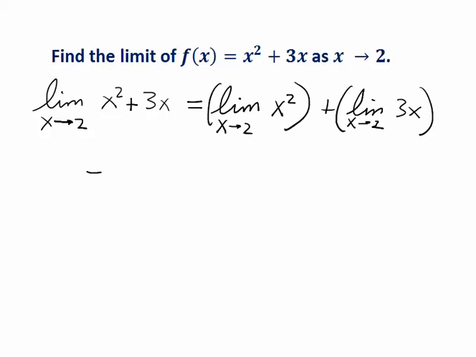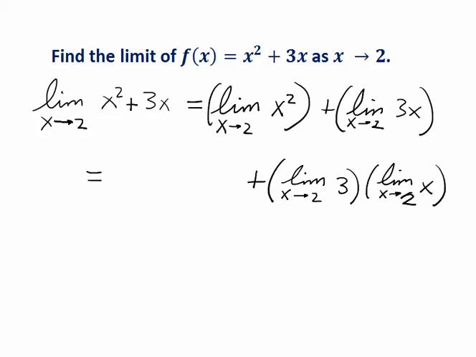Then I can use the other property that allows us to break up a product. So, for example, over here where we have the limit as x approaches 2 of 3 times x, I can change that into the limit as x approaches 2 of 3 times the limit as x approaches 2 of x. And I can do the same thing with the x squared here by thinking of this x squared as x times x. Doing so allows me to write this as the limit as x approaches 2 of x times the limit as x approaches 2 of x.